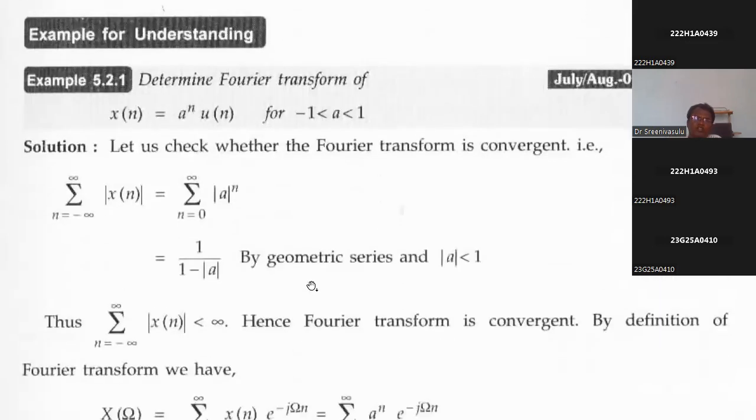Now coming to these problems, x of n is equal to a power n u of n. It is a discrete time signal or discrete time sequence, a power n u of n. Here a takes the values from -1 to 1, that is, -1 less than or equal to a less than or equal to 1. First you need to see whether this sequence is absolutely summable or not.